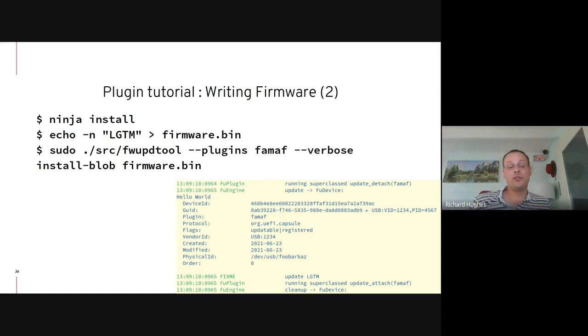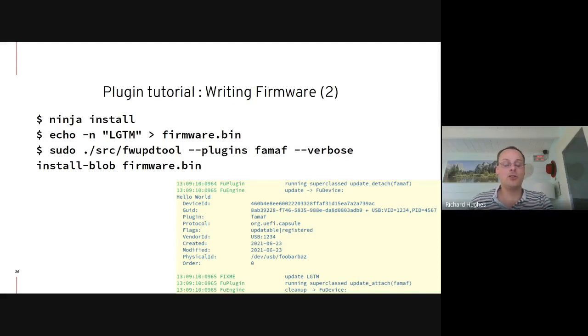And this time, we actually want to write something to the hardware. So I'll use echo -n, which basically means echo this to the screen, but don't include a newline ending, which you don't necessarily need to do. And then I'm going to redirect that output into firmware.bin. So firmware.bin consists of 4 bytes. LGTM, looks good to me. Then we're going to run similar commands to last time, sudo fwupdtool --plugins famf --verbose. But this time, rather than get-devices, we're going to use install-blob. And we're going to give this plugin this firmware.bin.